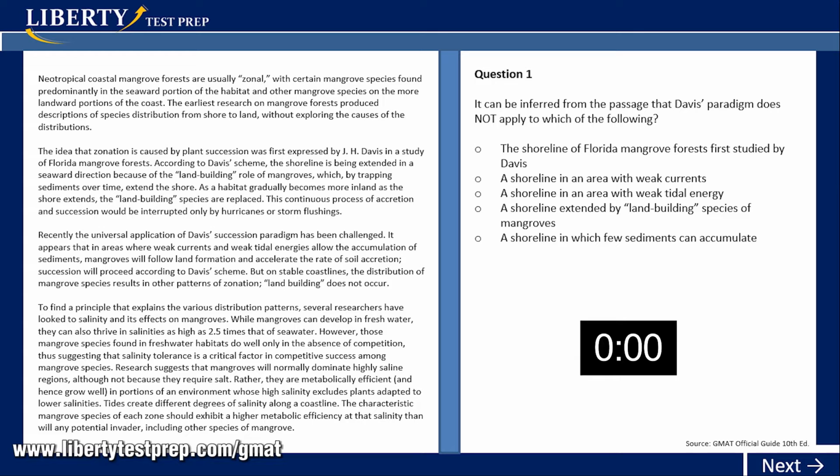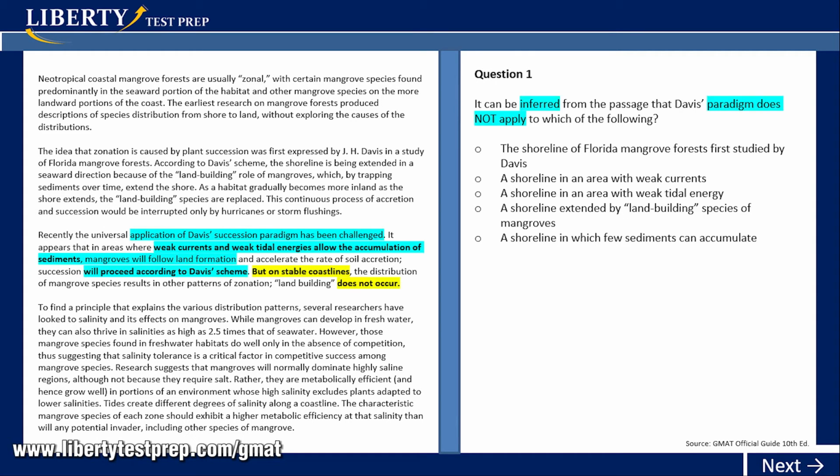Perfect. So what we do here is first we focus on the keywords in the question, right? It's an inference. And then they talk about the paradigm, right? Does not apply. That's a keyword. So we have to find a location in the article where they talk about the paradigm. And here in paragraph 3, they talk about how the application of Davis' succession paradigm has been challenged.